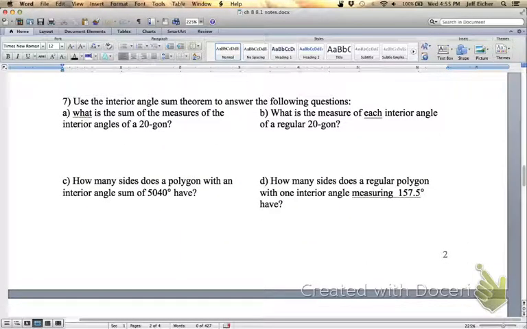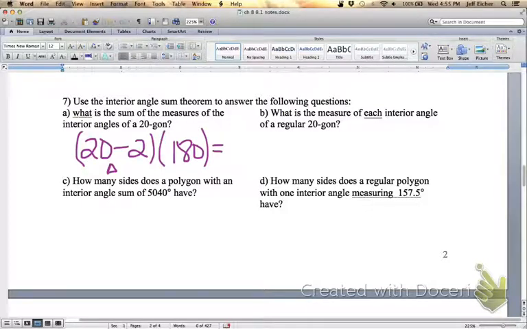And then you can answer these questions. See if I can answer these. The sum of the measures of a 20-gon, 20 sides, minus 2, according to the formula, that's how many triangles you have. That's a triangle. Times 180. I don't have a calculator, you do. That's the sum of all the measures.